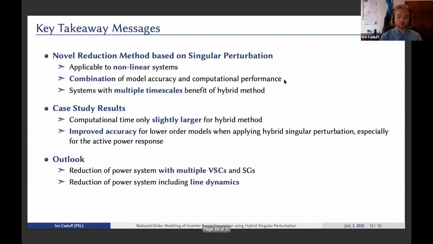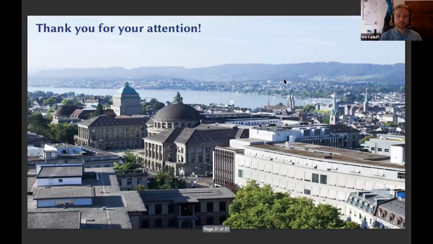And finally, a small outlook. Further evaluations could involve the application of this method to an IEEE test system, including multiple VSCs and synchronous generators. And it would also be interesting to reduce the system, including line dynamics, since some interesting timescales will be introduced, which this method could take advantage of. And with that, I would like to thank everybody for their attention, and I'm looking forward to your questions.